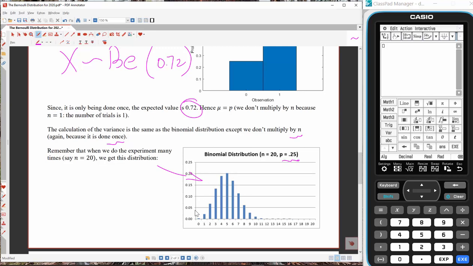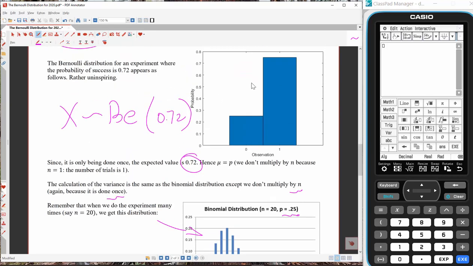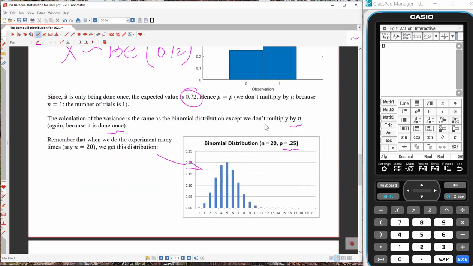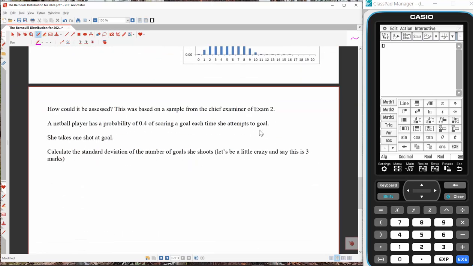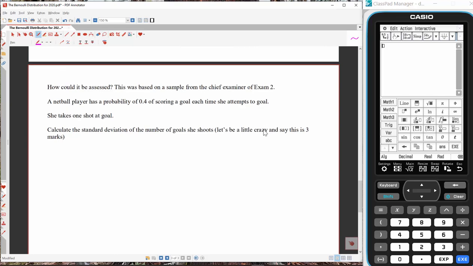This thing here is much more meaningful to me. If you show me this one here, I'd just go, whoa, big deal. But they've put it on the formula sheet, so we need to have a look at it. So how could it be assessed? This was from one of the chief examiners of Exam 2.